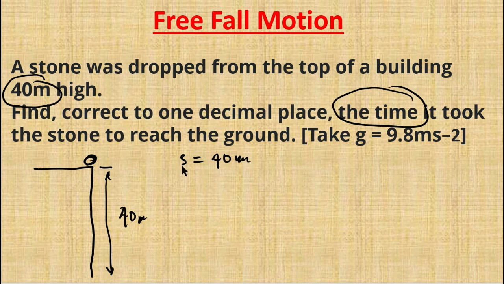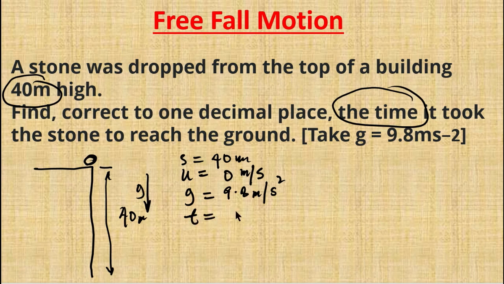Also, at the top of the building, since the stone is at rest, we know that U at the top of the building will be 0 meters per second. And since it's going to be a free fall, definitely it's going to fall under gravity. So we've been given G for gravity to be equal to 9.8 meters per second squared. Now with this, we have to look for time t, which is unknown. That's our unknown.